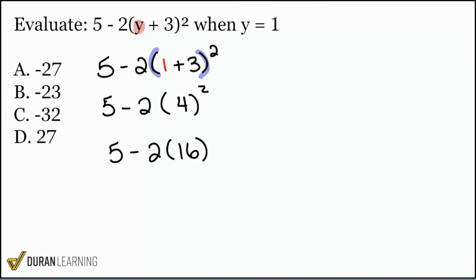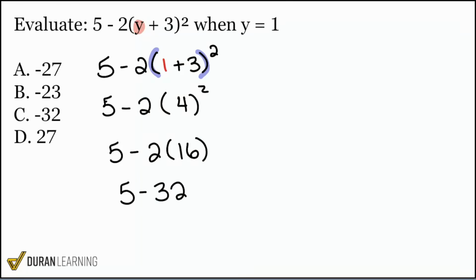But what is that 32 going to be? That 32 will be negative because we have a negative right there, and this is a positive. A negative multiplied by a positive remains negative. So we have 5 minus 32, and then from here, we subtract.